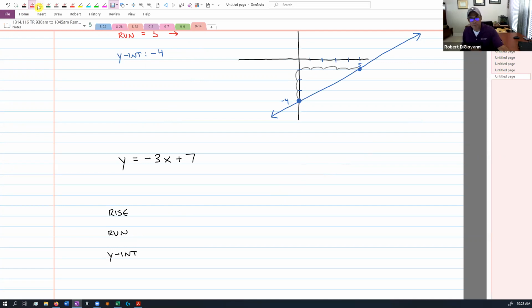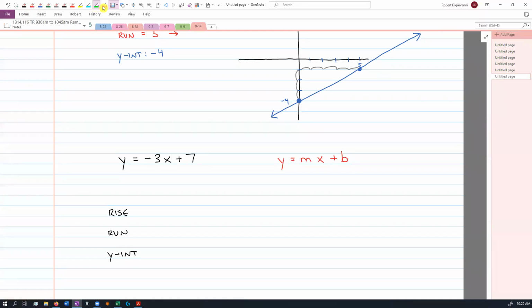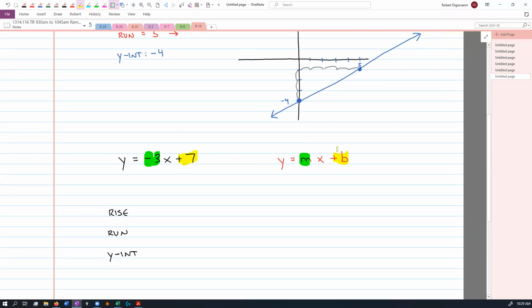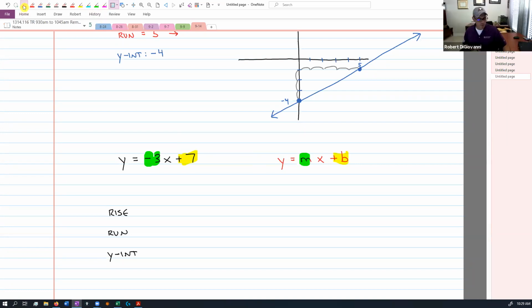So Joshua, is this written in the correct form? Is it some number in front of x plus a number? Mx plus b. Yes. So this is the m, and then the +7 is the b. So I think you know what the y-intercept is, right?